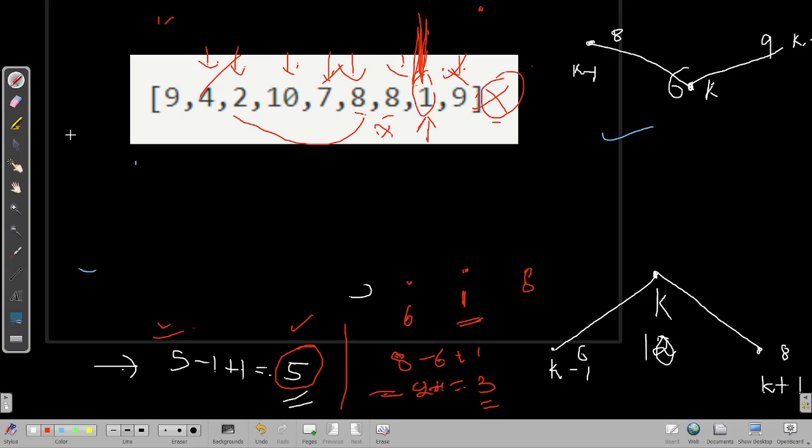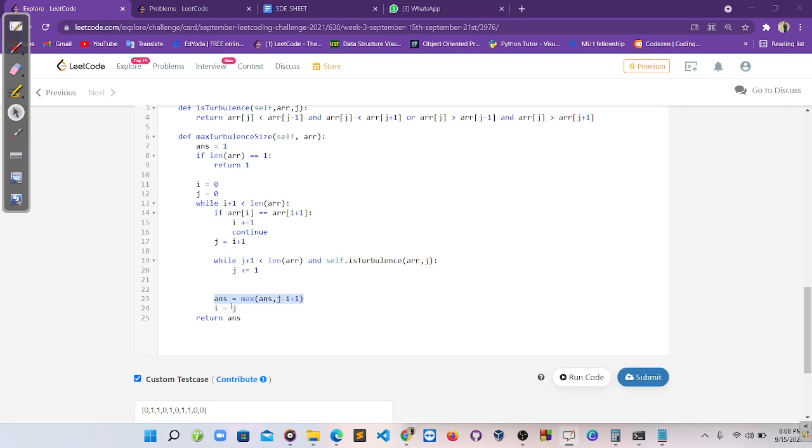And now our start position is at the end position. Now where is the end? Our j is there, and the right is not turbulent, so we make it stop there. So the I is becoming j, and the similar process goes on.